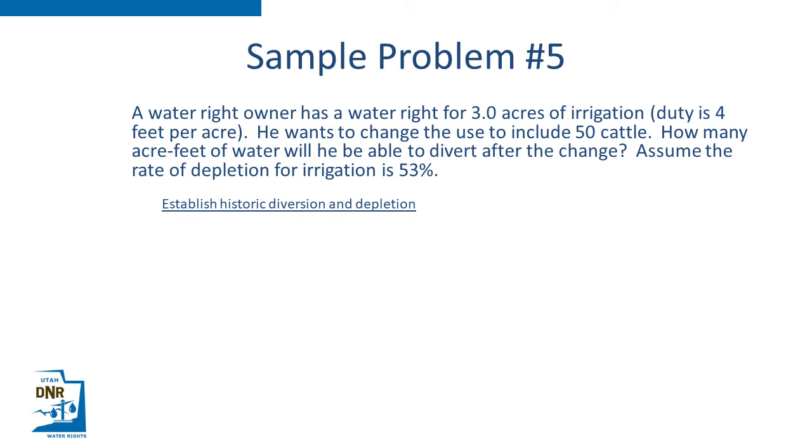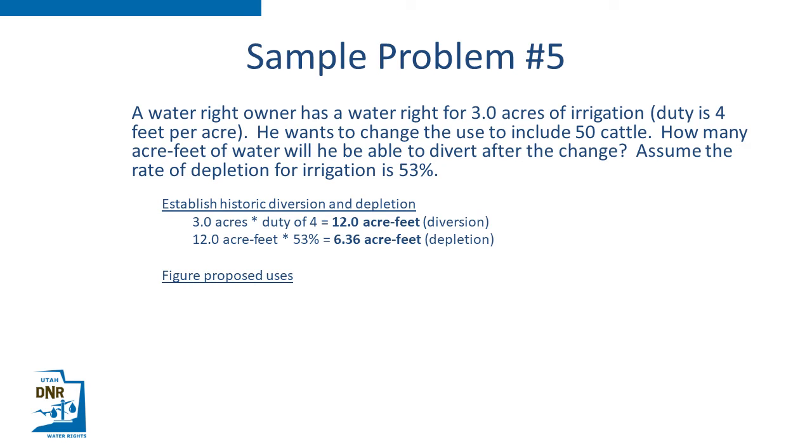So first we need to establish the historic diversion and depletion amounts. So 3 acres of irrigation times 4, the diversion for this water right is 12 acre-feet. So to figure the depletion, we are going to use the depletion rate of 53%. So 12 times 53% equals 6.36 acre-feet in depletion.